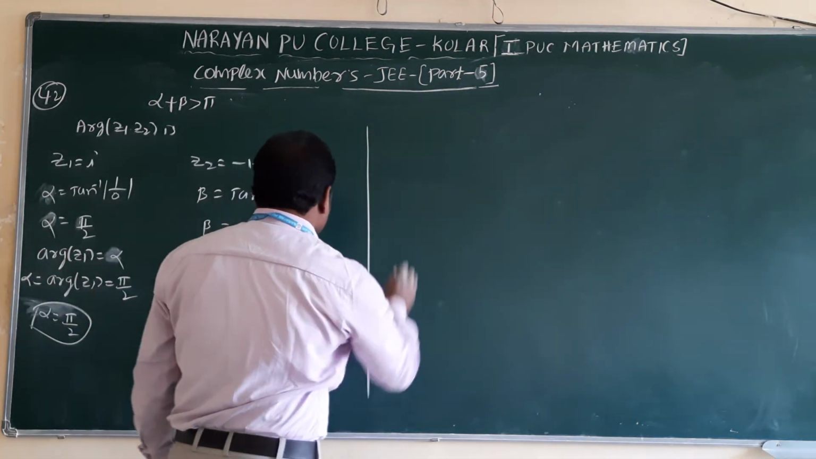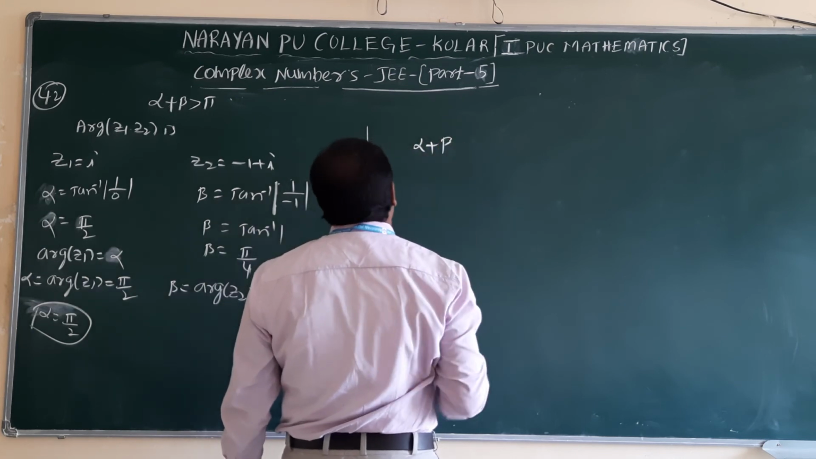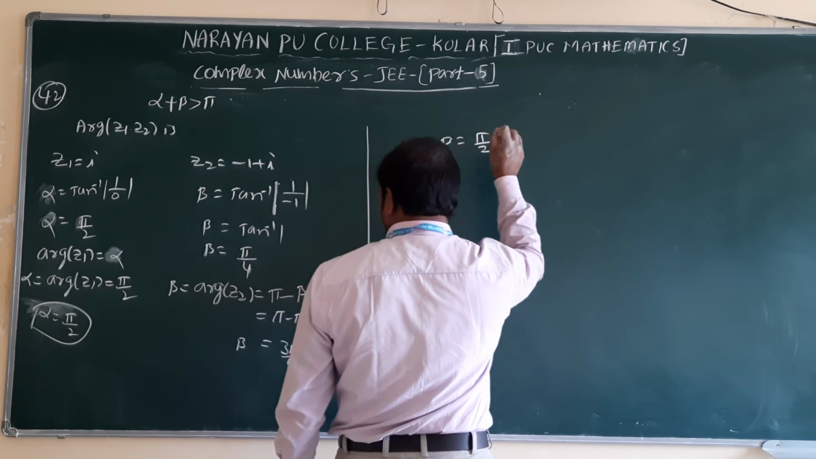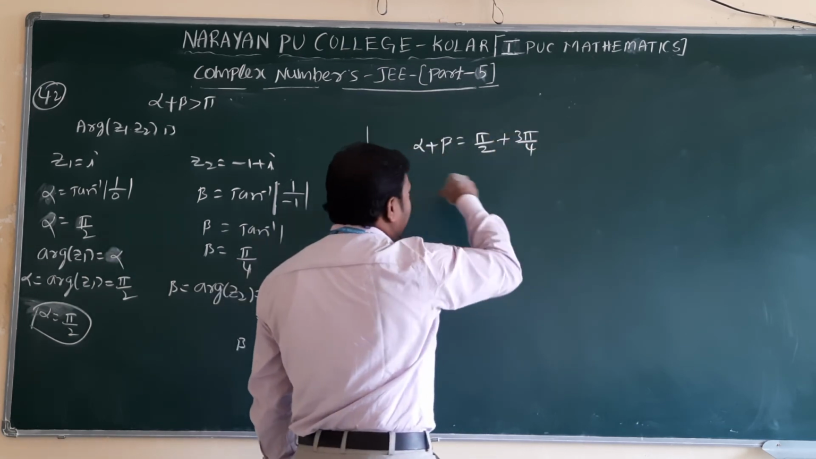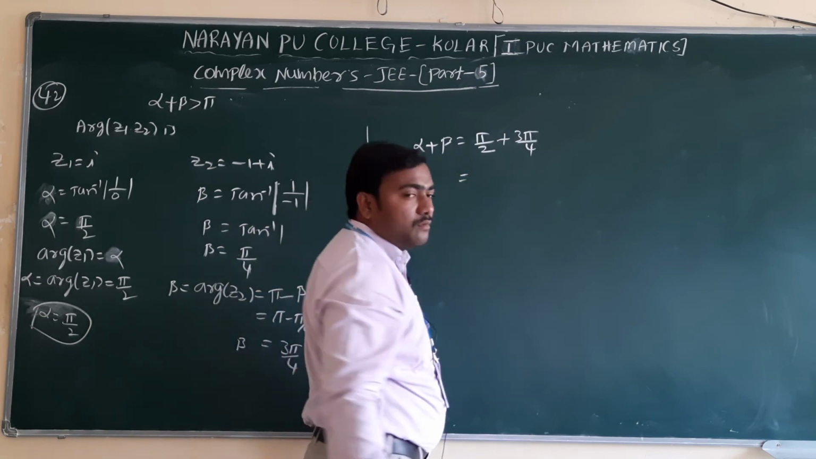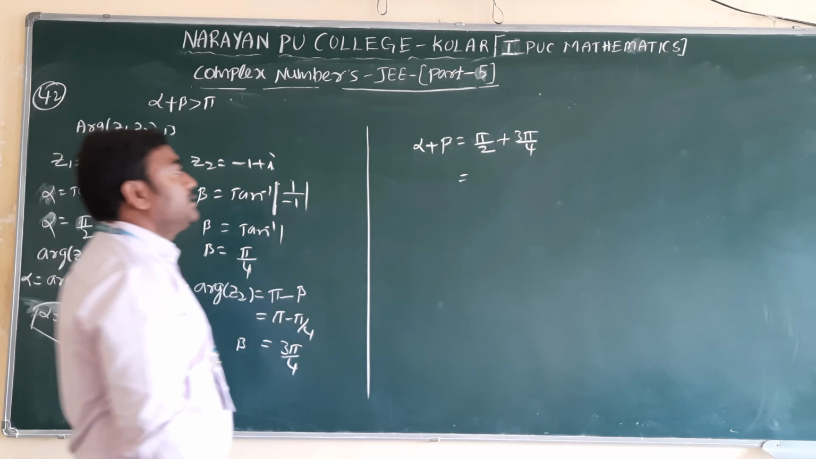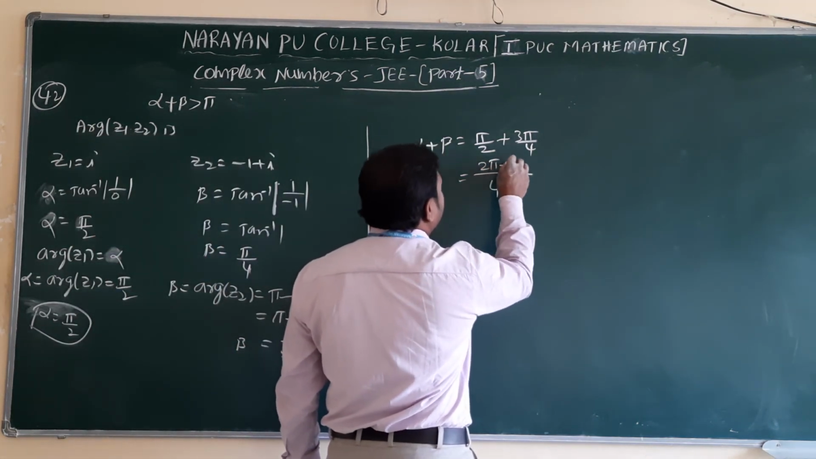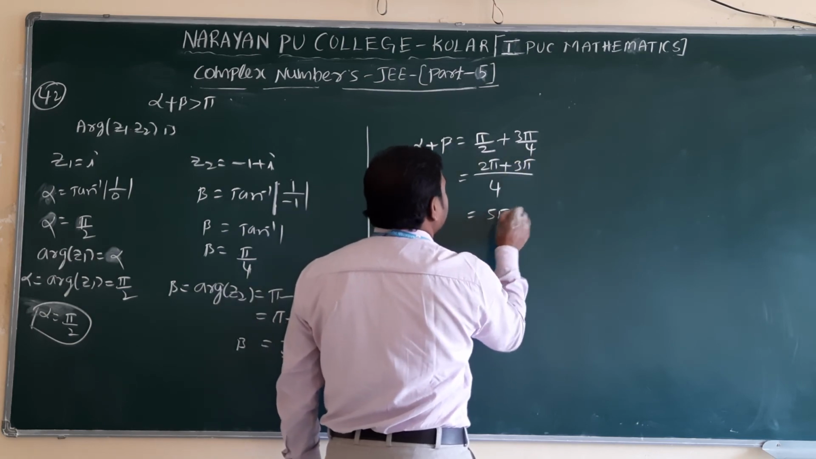Now alpha plus beta is equal to pi by 2 plus 3 pi by 4. Taking 4 as the LCM, we get 2 pi plus 3 pi, which is 5 pi by 4.